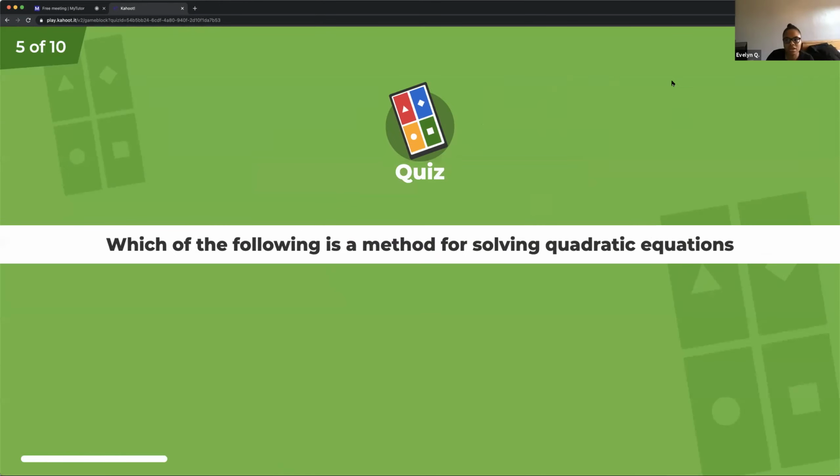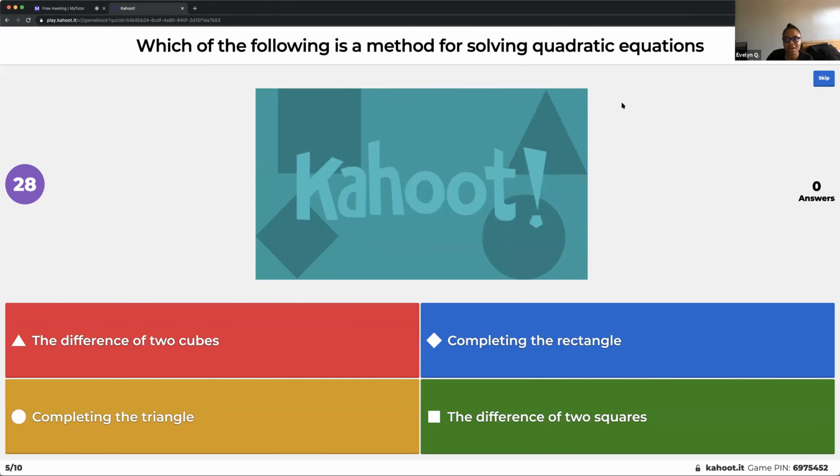For some of these questions, just because of time, I might skip some of them. These ones you can definitely have a go at. So which of the following is a method for solving quadratic equations?